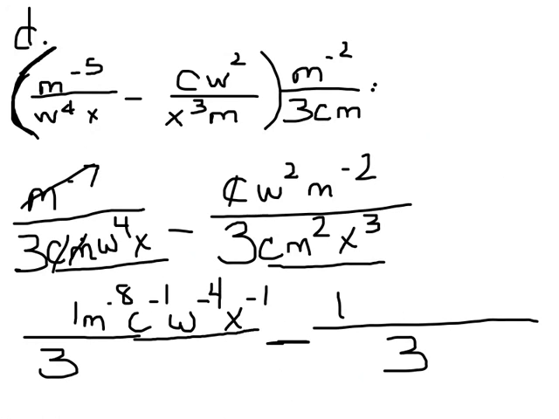This C and this C cancel each other out. W squared. When this M squared comes up, it's going to be negative 2. So I'm going to have M to the negative 4th. And then when this comes up, it's going to be X to the negative 3rd.